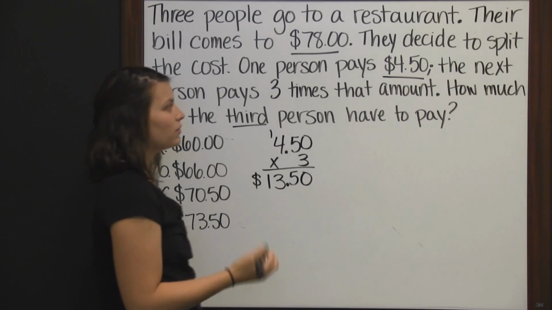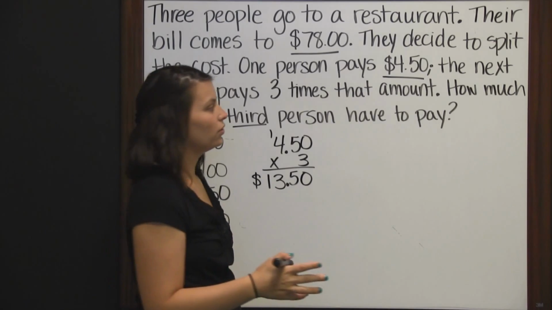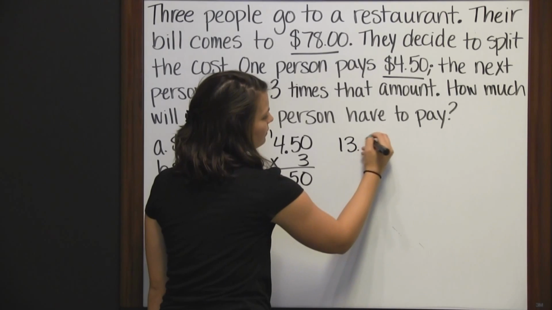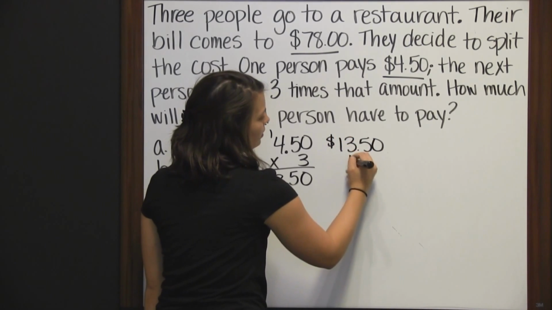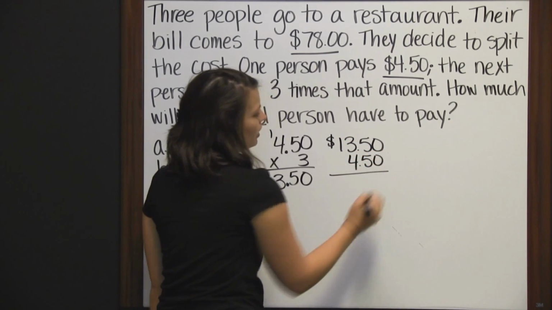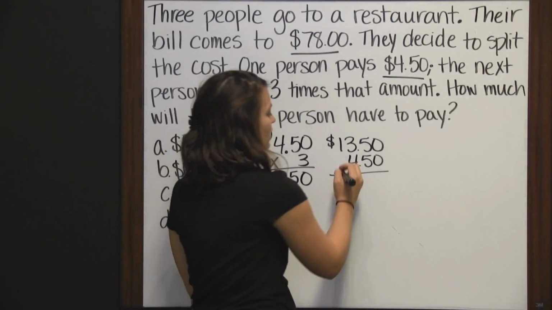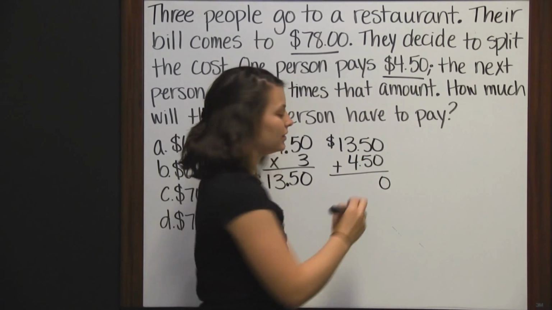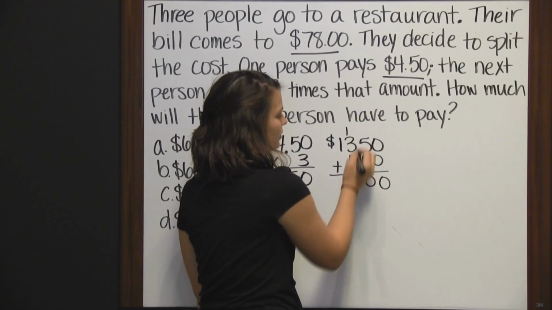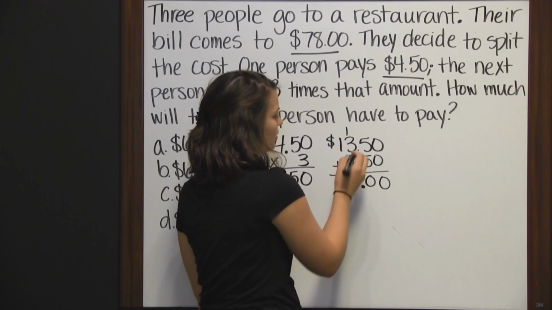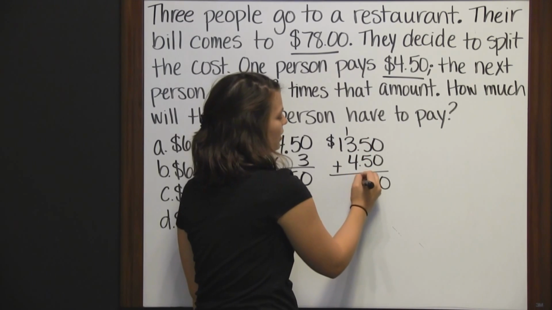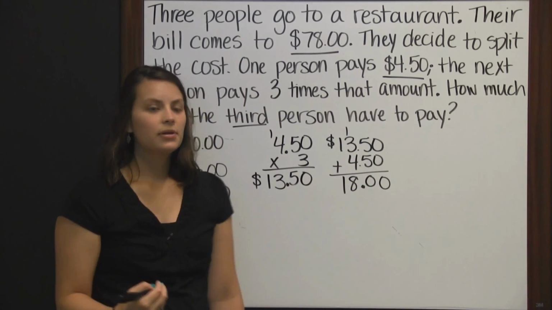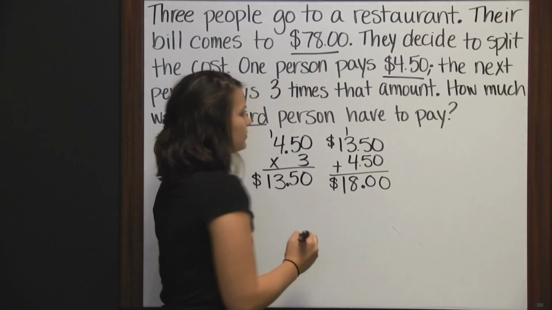In order to figure that out, we first have to figure out the total that was paid by the first 2 people. So take $13.50 and add the $4.50. This will give us the total that was already paid. 0 plus 0 is 0. 5 plus 5 is 10. So write the 0, carry the 1, bring down the decimal to the answer. 4 plus 3 is 7, plus 1 is 8, and then we bring down that 1. So the first 2 people paid a total of $18.